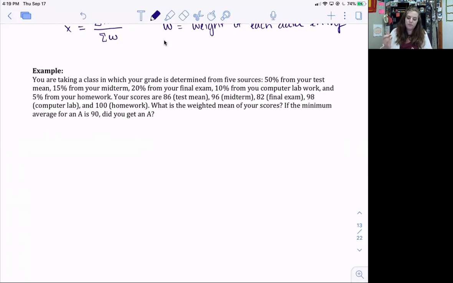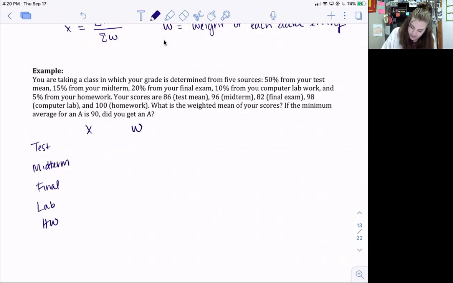So we're going to break this apart. We have our test, our midterm, our final, our lab, and our homework. With each of those, we have our test score, which is going to represent X, and we have our weight. So for test, our average was an 86, and our weighting for our test is 50%, and as a decimal, that'd be 0.50.